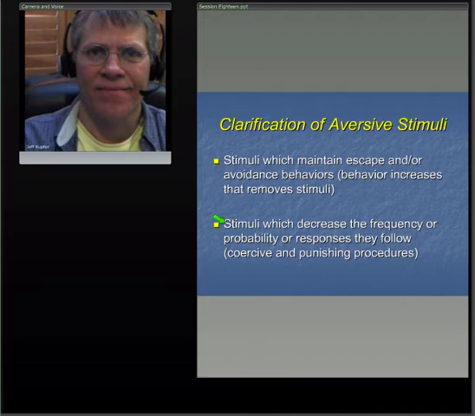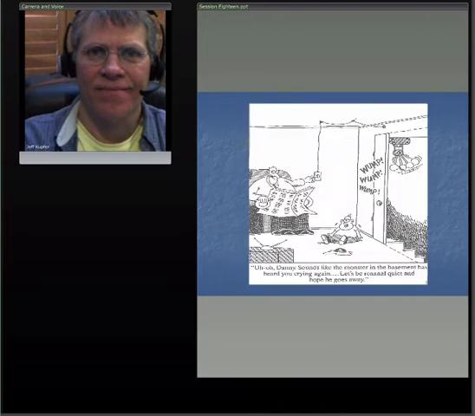Okay? For now, we're going to concentrate on this scenario in which aversive stimuli set the occasion for responding to occur, and that response is primarily maintained by the removal of aversive stimuli that impinge upon the organism. The first scenario we're going to talk about is escape and avoidance, is actually escape. But first, let me share with you a little cartoon here. I always liked The Far Side.